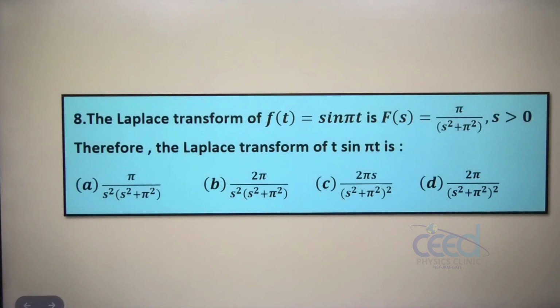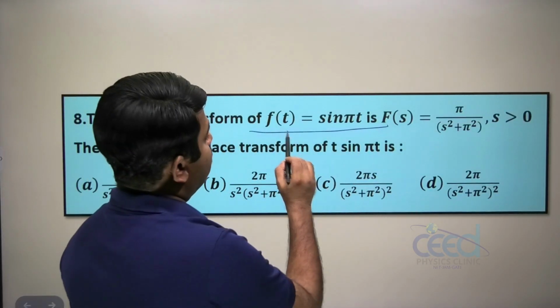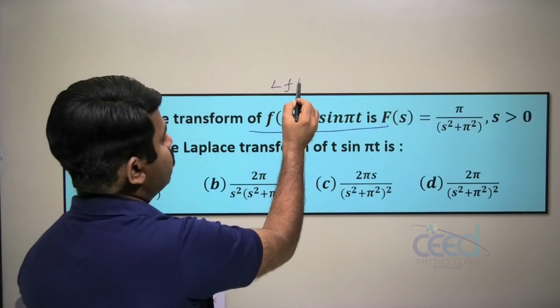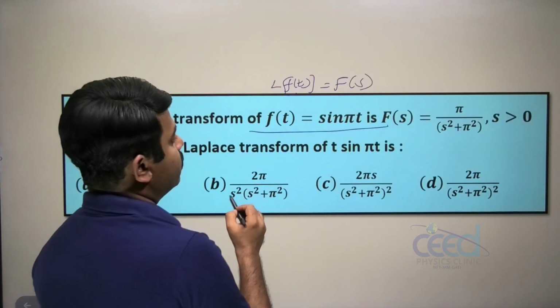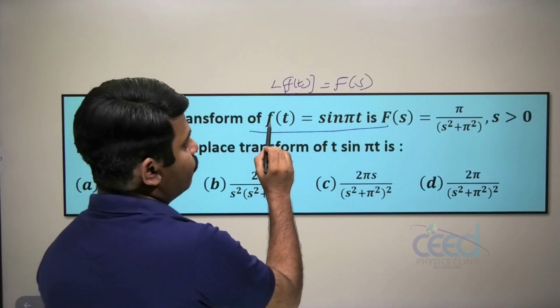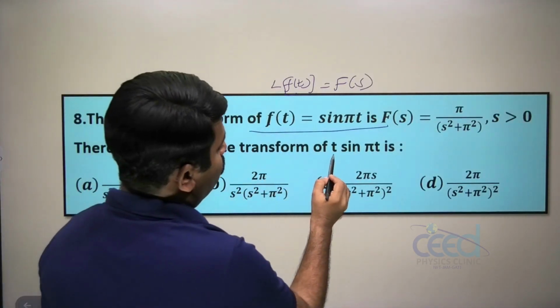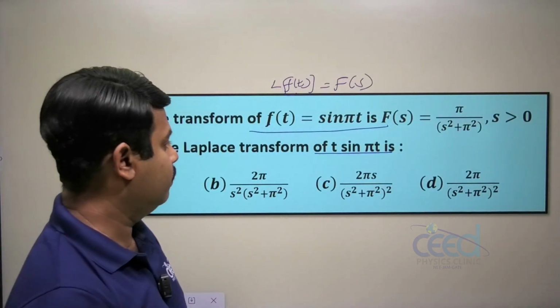Here one question is: f of t is sin pi t. Then what is f of s? The Laplace transform of f of t, this only we represent as f of s. Then the Laplace transform of this is this. Then therefore, the Laplace transform of t sin pi t, right?